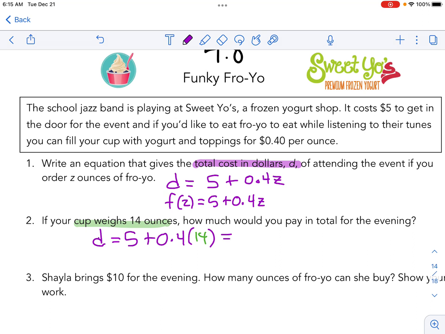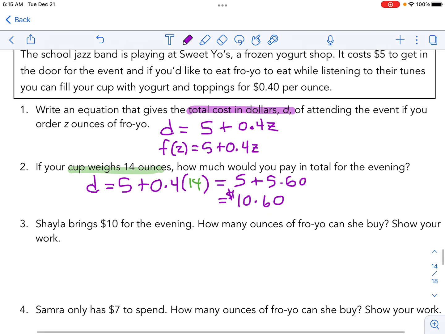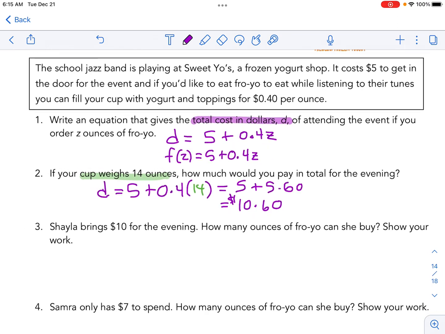And so we are going to need $5. And 0.4 times 14 is $5.60. This is $5.60 for the yogurt. So we are going to need $10.60 for the evening to go to this event.